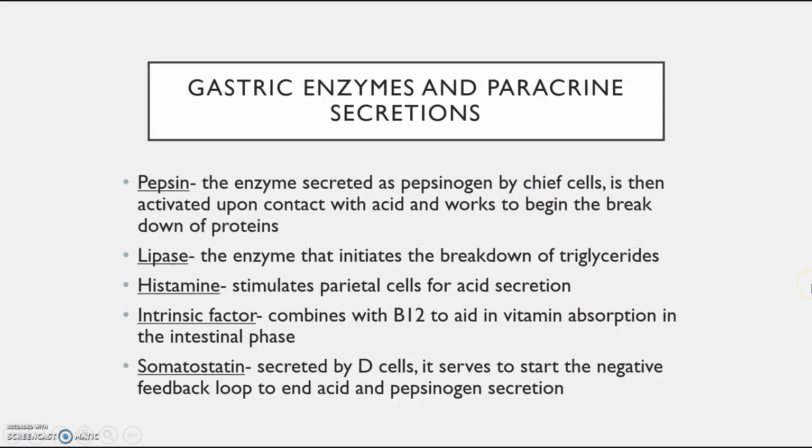So this is a list of a few of the constituents that are released during the gastric phase. Pepsin is initially released as pepsinogen by the chief cells, but once it comes in contact with the acid, it turns into pepsin and is activated and is able to break down proteins. Lipase is the enzyme that initiates the breakdown of triglycerides. Histamine is what stimulates parietal cells for acid secretion. The intrinsic factor combines with B12 to aid in vitamin absorption, and somatostatin is secreted by the D cells to start the negative feedback loop, which in turn ends the gastric acid secretion.